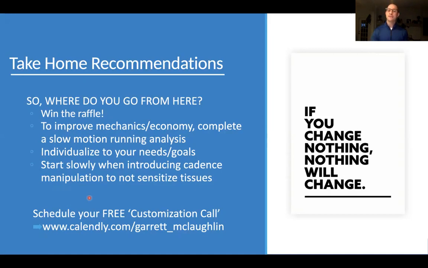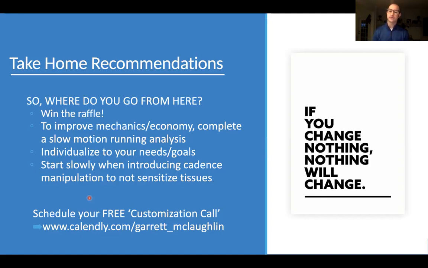Next thing, to improve running mechanics or economy, you need to complete a slow motion running analysis. You need to understand what your running form looks like. A lot of people just arbitrarily want to say, oh yeah, I need to increase my cadence, but why? What does it look like? What are we trying to get to? What is that end goal? So you understand what you look like in terms of running form, individualized to your needs and goals. Like I mentioned, what are your goals as a runner? It might not match. You might not need to increase cadence. You might need to based on an injury history or a speed goal. There are different things based on goals here.